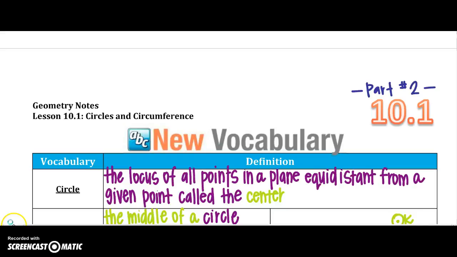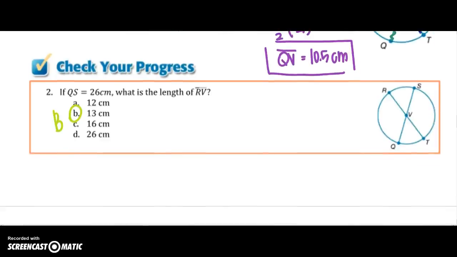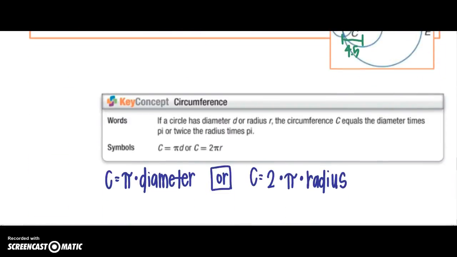We are back with section 10.1. This is part 2, going over circles and circumference. So we are going to start out with the circumference section right here.